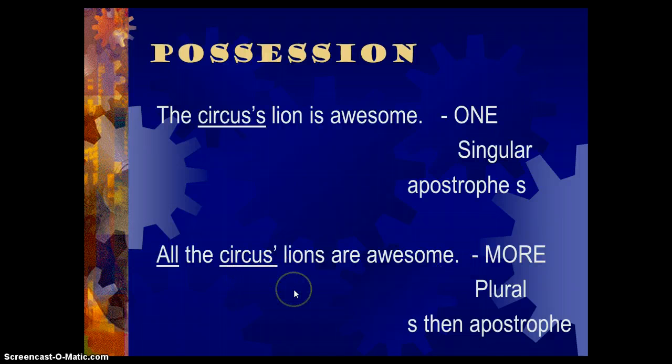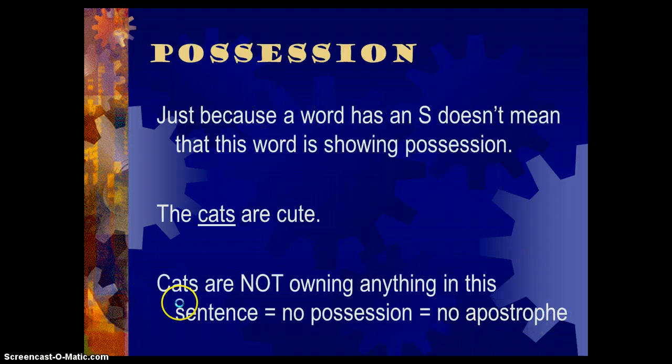And I just noticed that there's a mistake on the slide, so I just want to clarify this. Circus should have an ES on the end because we're talking about more than one. So it should say all the circuses, and then all the circuses with the apostrophe at the end because there's more than one. So sorry about that mistake. There's more than one. It is plural. Then we do the S and then the apostrophe.